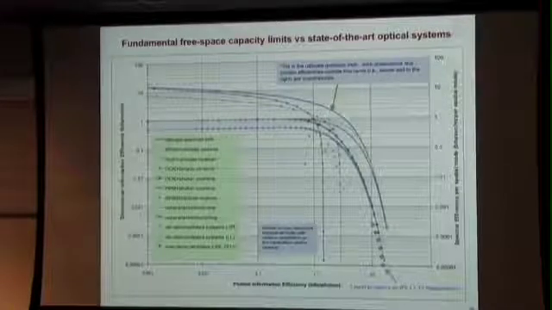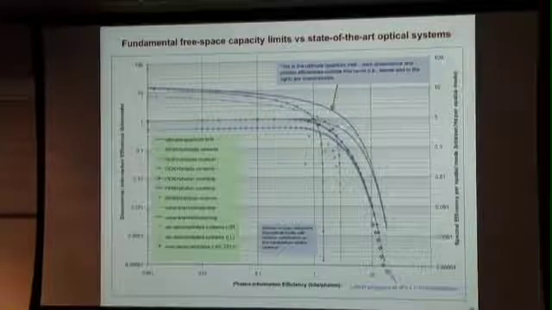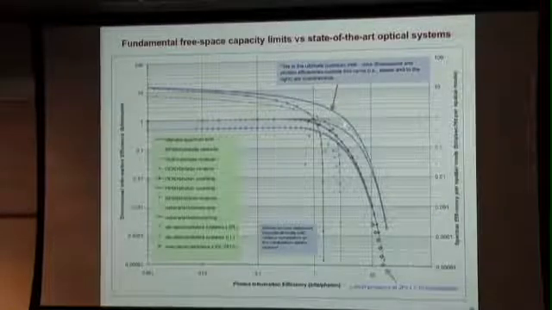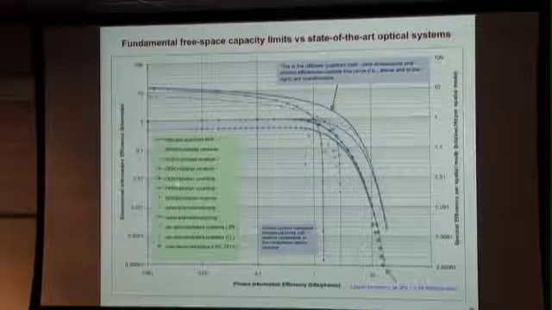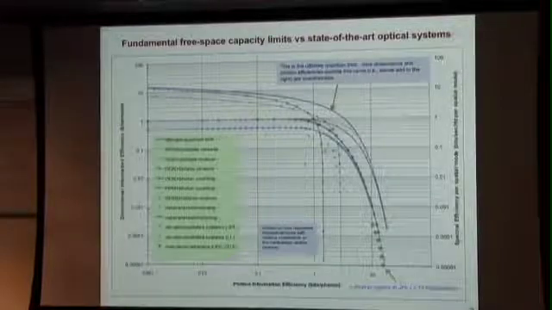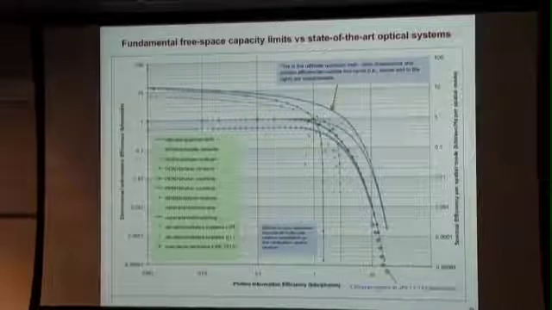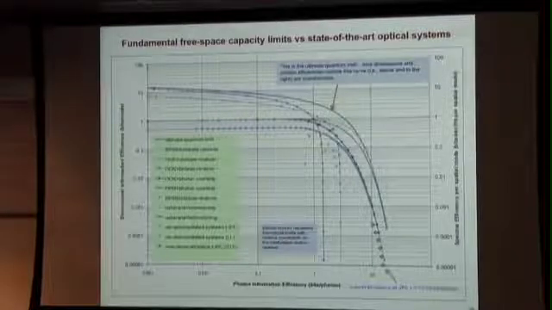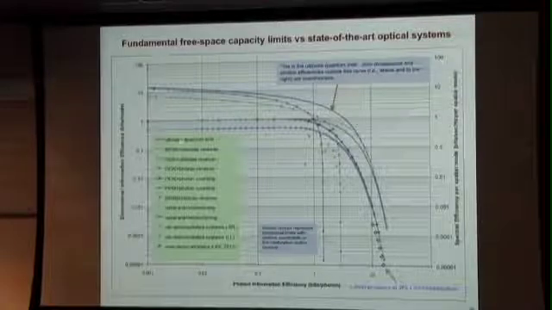Nobody knows how to get to this curve except with a known receiver structure, basically. With something like PPM and photon counting, we follow this curve. We can't do any higher dimensional efficiency than 1/2 for PPM of order 2.